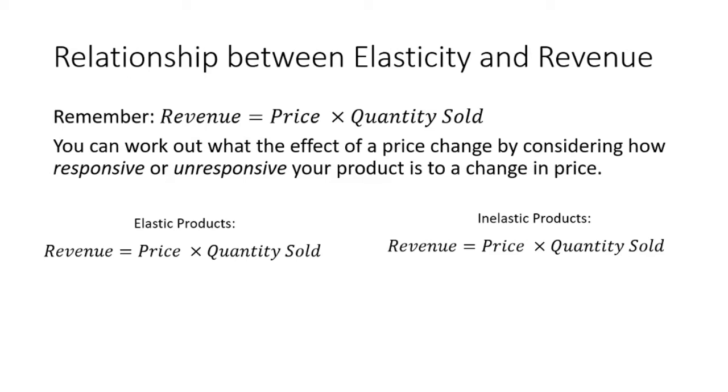So with elastic products, using this formula for revenue, if we have a decrease in our price, we will see a more than proportional increase in the quantity demanded or quantity sold, which will mean that when we multiply that together, it will actually increase our revenue. Whereas with inelastic products, if we raise our price, this will have a less than proportional impact on quantity sold. And so the large arrow up multiplied by the small arrow down will still increase our revenue.